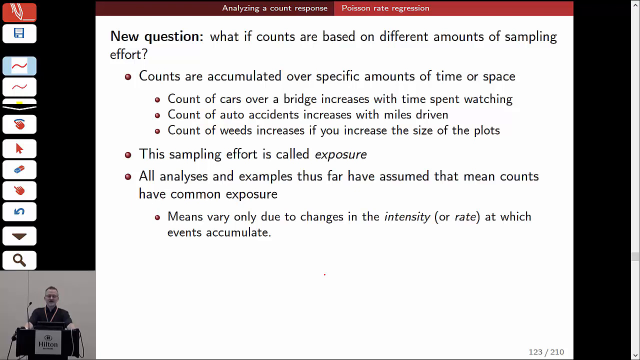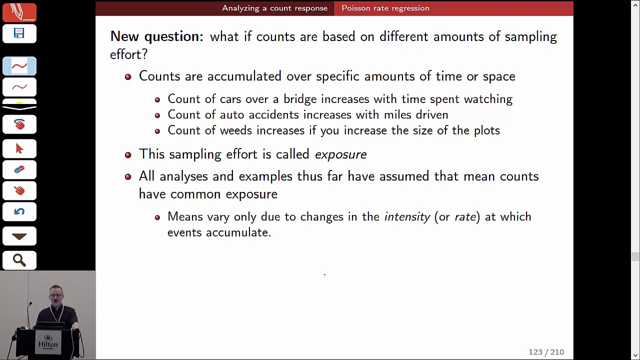The count of weeds increases if you increase the size of the plots. This sampling effort is something generically called exposure. So if you give yourself more exposure to a process, your counts will increase. That only makes sense, but that's not really the point of any modeling problem. All analyses thus far have assumed that the mean counts had common exposure. But what if they don't?